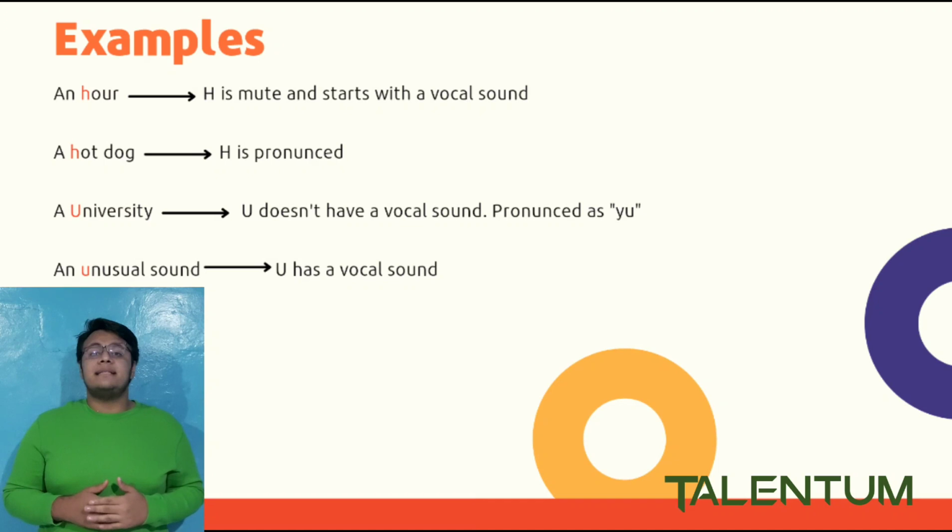Now, in the next case, a hot dog, the H is pronounced, hot dog. That's why we write a hot dog. Now we have a university. In this case, university is pronounced with a U sound, that's why we write a. It's pronounced as a consonant. University. A university. Now, the last example, an unusual sound. The U has a vowel sound. That's why we write an unusual sound.